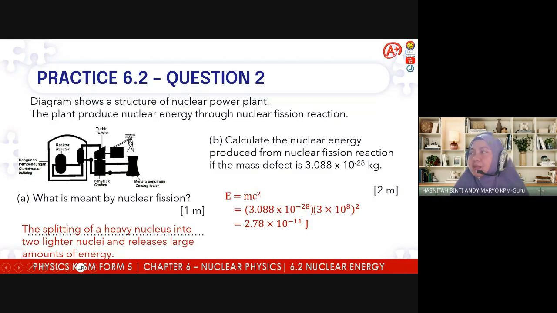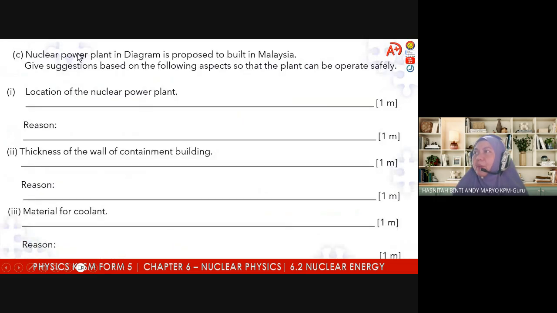Next, question 3. A nuclear power plant in the diagram is proposed to be built in Malaysia. Let's say we are planning to have a nuclear power plant in Malaysia. Can you give your suggestion based on the following aspects so the plant can be operated safely? Where to place the location, where to build the nuclear power plant, students?